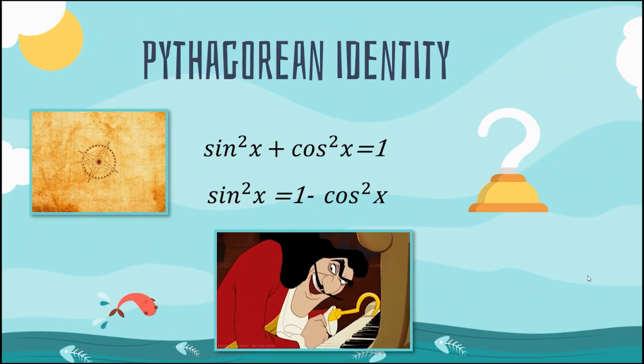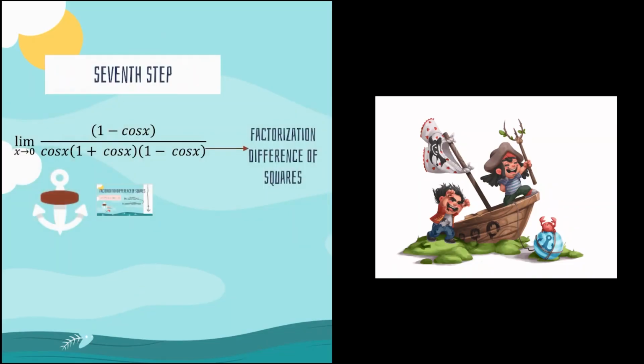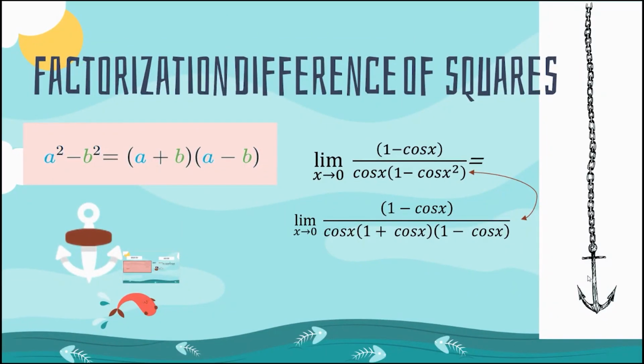Then, to keep advancing to our treasure, we should apply our knowledge and use the Pythagorean identity that says that sine squared of x plus cosine squared of x equals 1. So we can say that sine squared of x equals 1 minus cosine squared of x. So the next step to solve this equation and be closer to our treasure, we should use the difference of squares, and that will give us 1 minus cosine of x, divided by cosine of x, parenthesis 1 plus cosine of x, close the parenthesis and open another one, 1 minus cosine of x.